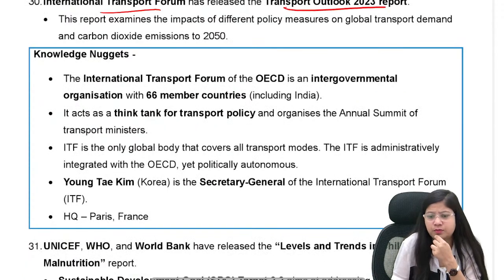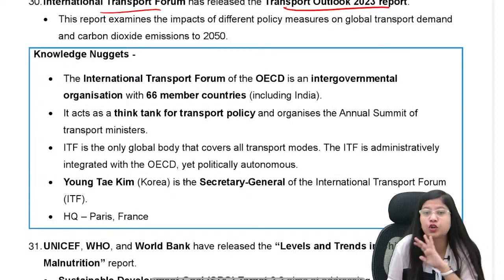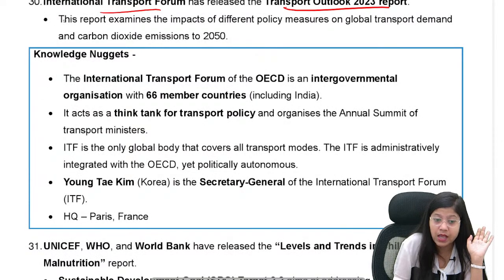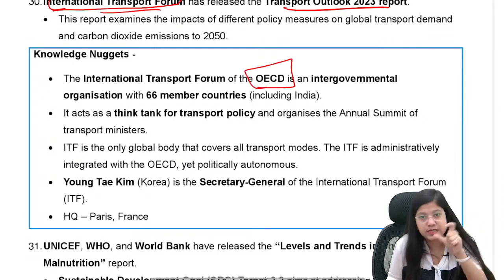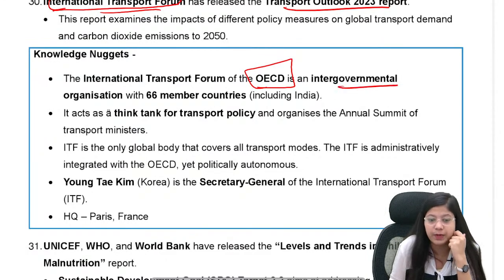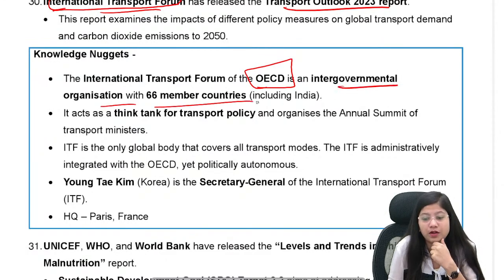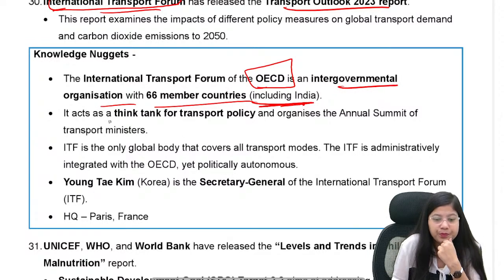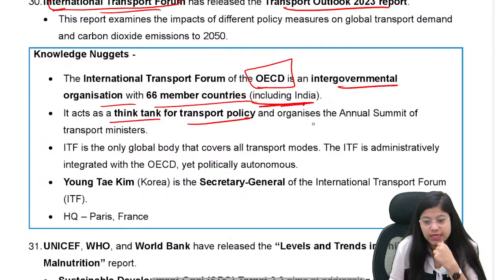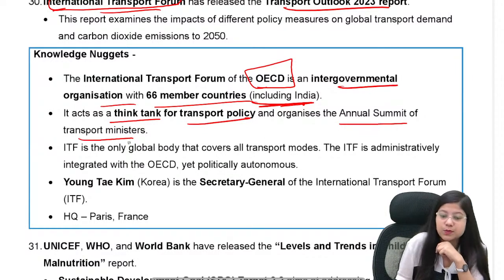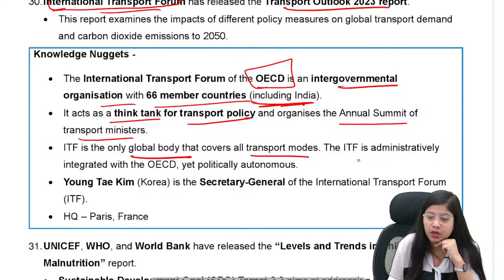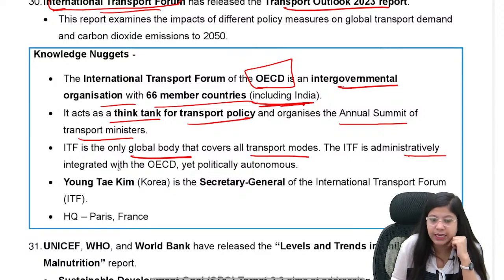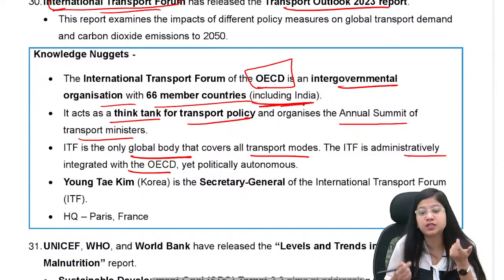International Transport Forum released the Transport Outlook 2023 report, not at all an important report. But this ITF is important, International Transport Forum. So it is an OECD organization. Okay? It is a part of the OECD. It is an intergovernmental organization with 66 member countries, including India. It is a think tank for transport policy and organizes the annual summit of the transport ministry. It is the only global body that covers all the transport modes. It is administratively integrated with the OECD, but it works independently.